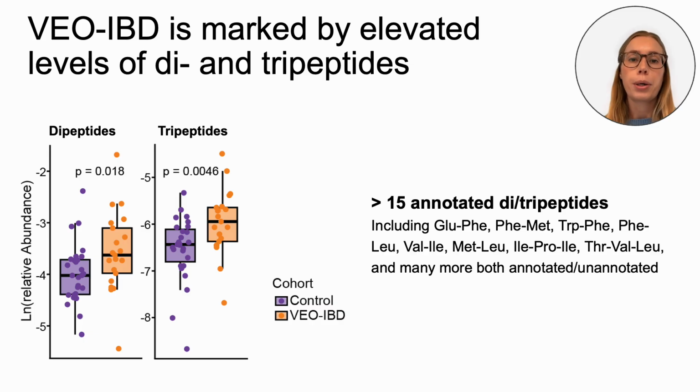We also observed a higher relative abundance of both di and tripeptides in VEO-IBD. And this is interesting because a recent study just reported that there is a correlation between increased dipeptide abundance and disease activity in patients with ulcerative colitis.